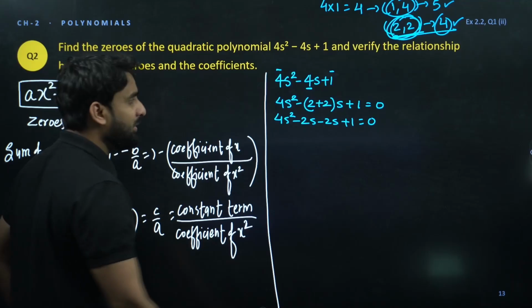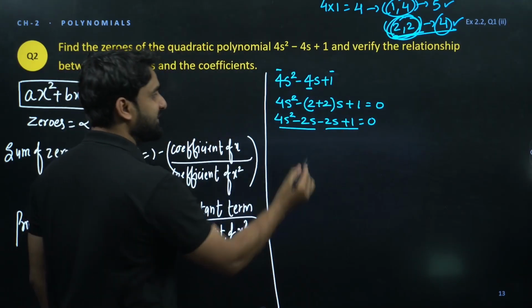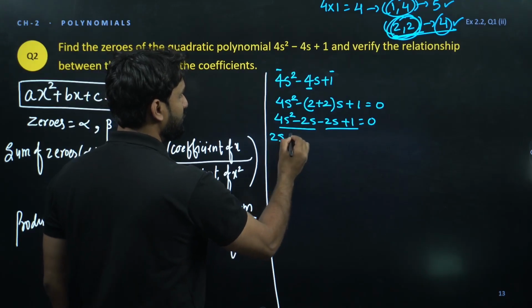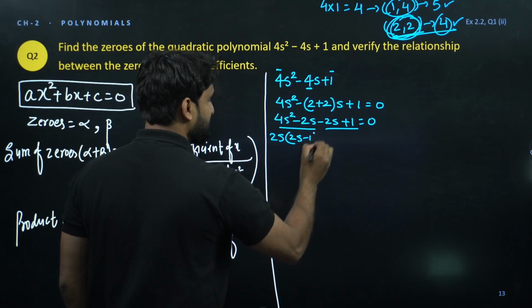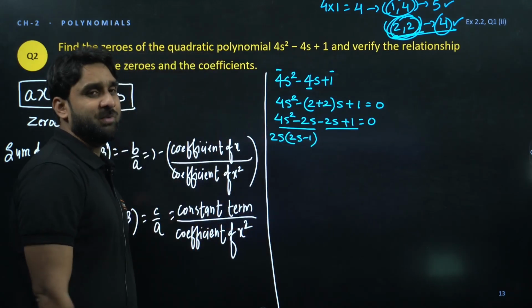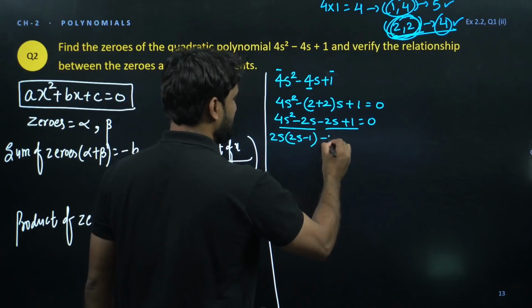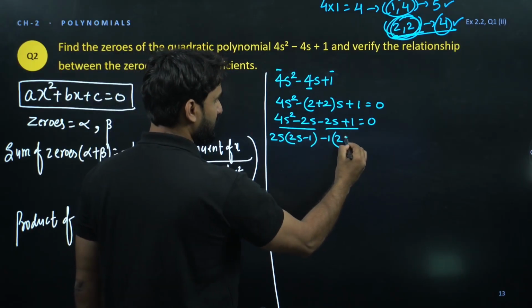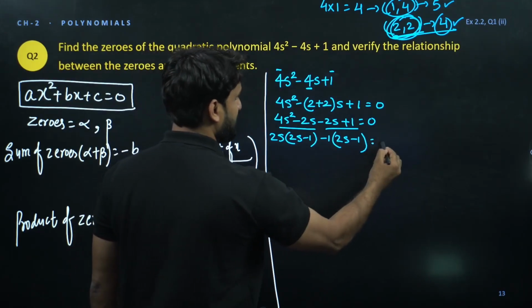Now we can take common. This will be one pair, this will be the second pair. So 2 is present here also, and s is present in both, so 2s will come common. So we have 2s minus 1. Whatever the first bracket is, the second bracket should be identical. So we have to take minus 1, because we want 2s at the first point. So 2s, and this will automatically become minus 1, because minus plus is there, equals 0.